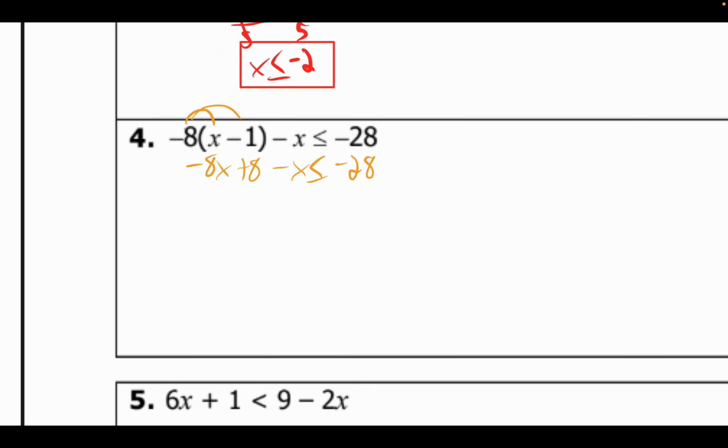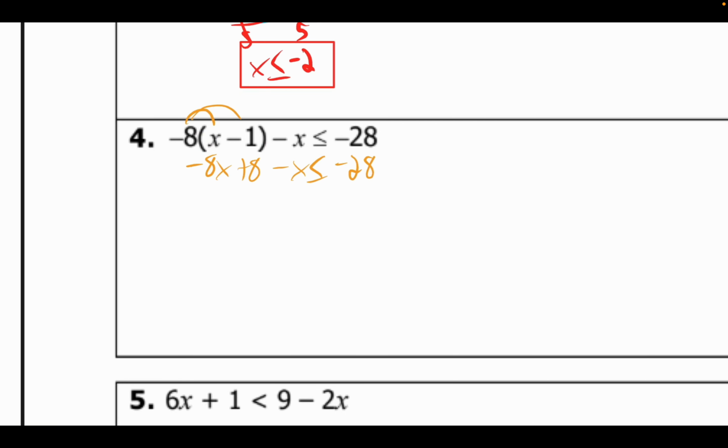is that even though we multiplied by a negative 8 to these two things right here, to get the results of negative 8x plus 8, we don't flip our inequality symbol because we didn't multiply or divide both sides by that negative. We only distributed to one part of the problem.